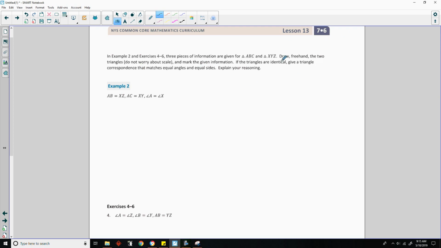Okay, so it does say to draw freehand, so they're saying we don't have to be accurate. So the first thing I'm going to do is AB equals XZ. So I'm going to draw, I'll do it down here. Here's AB. And that equals a triangle over here, XZ. They're equal, so I mark congruence. Okay, that part is done.